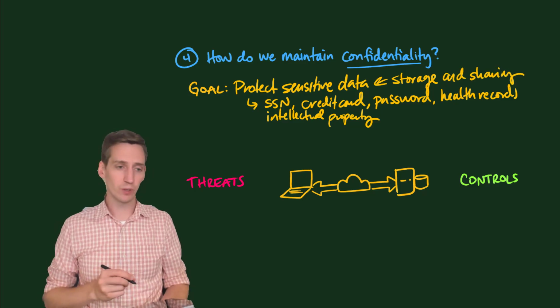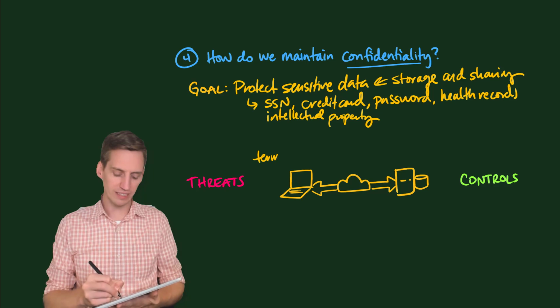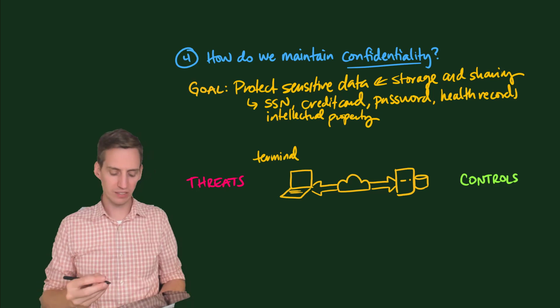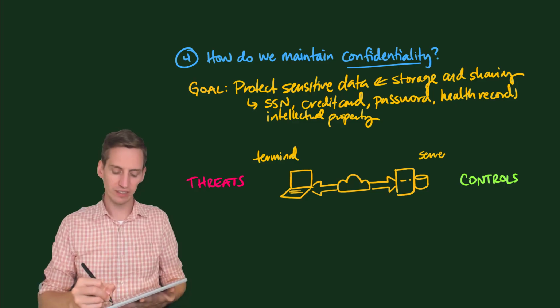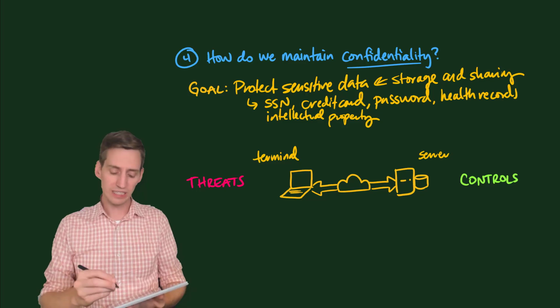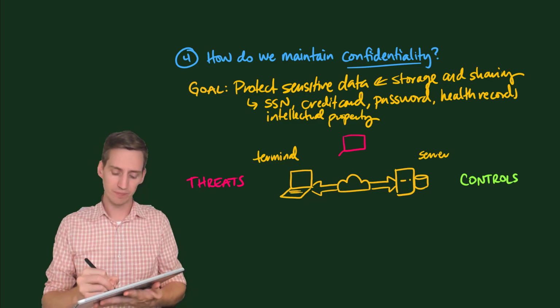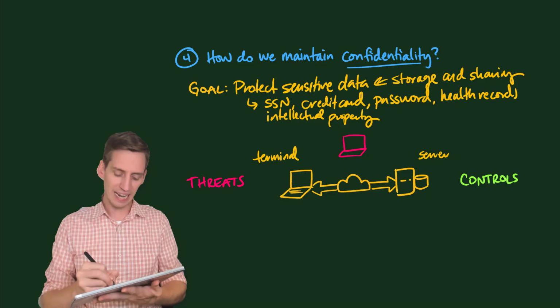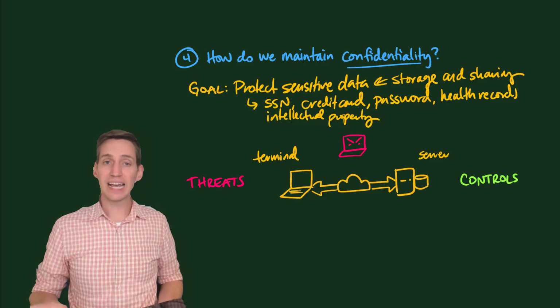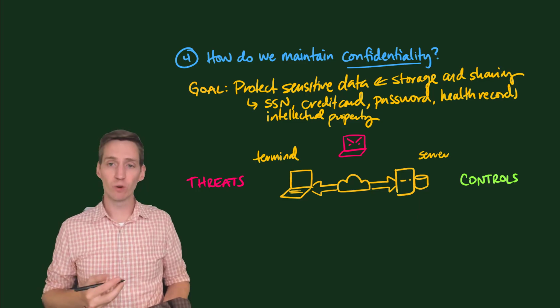So here we have a simple computer network. I have a terminal on this side, which could be a laptop or a phone or something else, and I have a server over here that contains sensitive data. We have some pretty serious threats to that activity. Here I'm going to draw my attacker computer. He looks fierce.